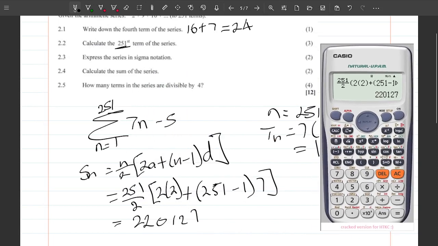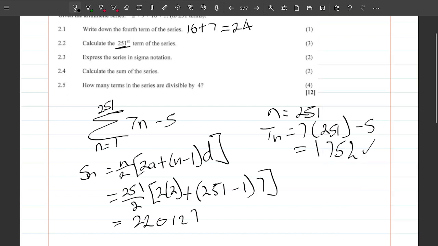Let's double check that answer with our sigma notation using the calculator. Based on our sigma notation, I'm just going to write down the sigma notation that we have, which is this one. We've got 7n, but instead of n, I'm going to use an x, and we have a minus 5 there. We're beginning from 1 all the way up until 251. And we get, this will take a bit, 22,127. So we're perfect. We got the sum. There we go.